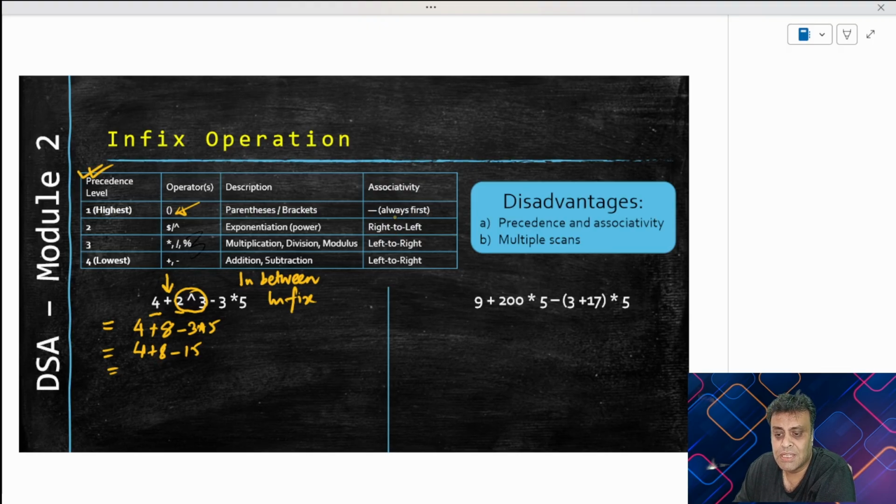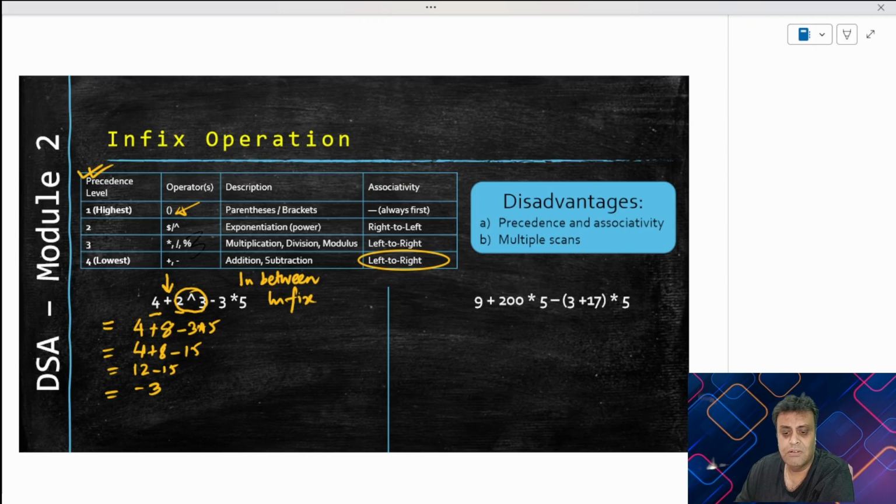If it has the same precedence, then the associativity comes to our rescue and says left to right, whichever comes first, we will do in that order. So associativity says do plus first. So 12 minus 15, we get negative 3. So that's the output of this particular expression.